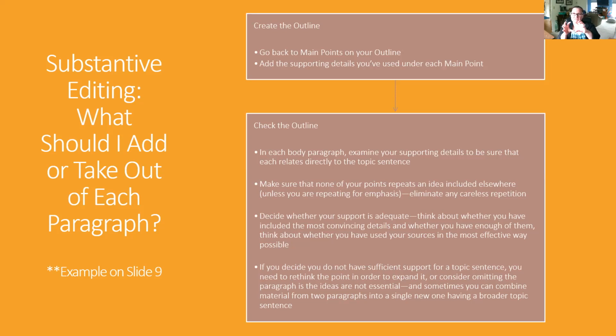You want to make sure that the supporting details under a topic sentence directly relate to that topic sentence. You want to make sure that none of your points repeat an idea that is already somewhere else, unless you're repeating for emphasis. Sometimes that happens. But you want to eliminate any careless repetition. Like if you talk about an idea twice, does it really need to be discussed in both places, or should it really have only been discussed in one of those spots?